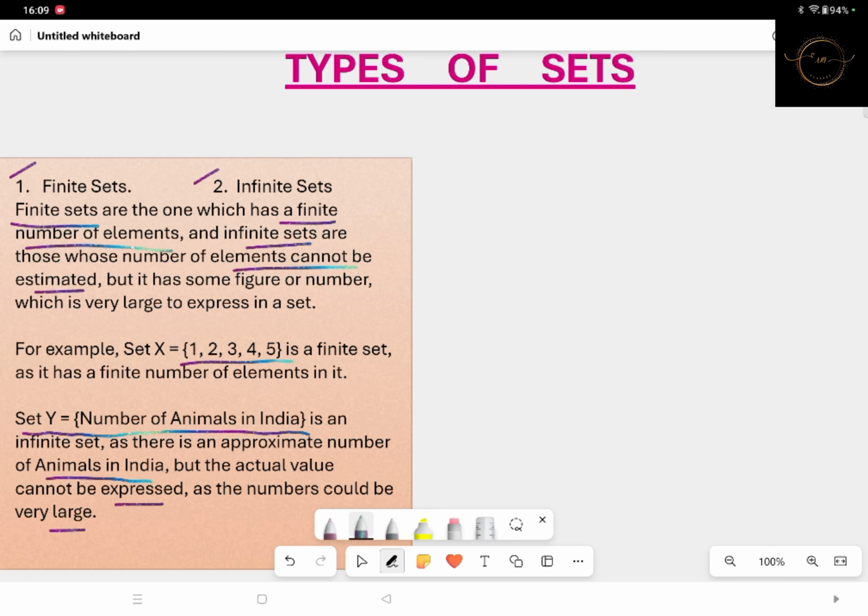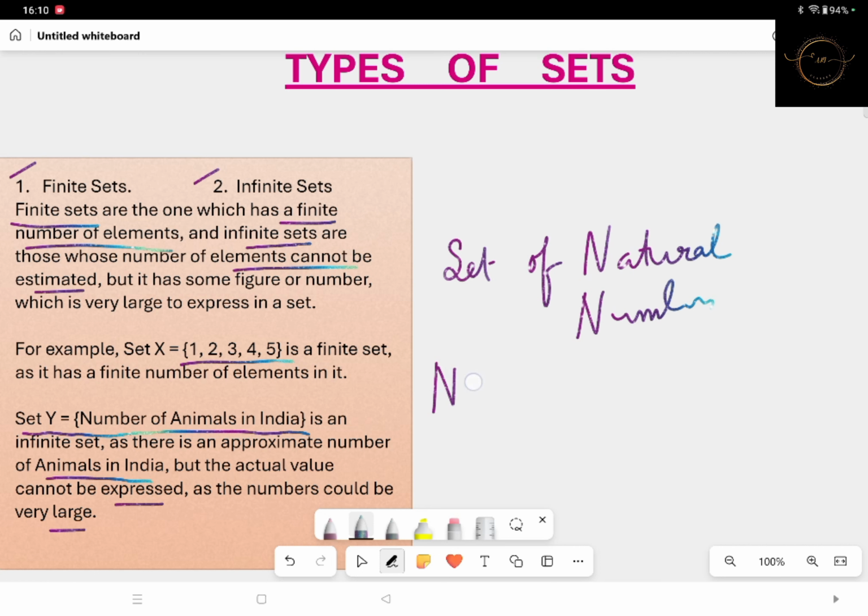Now you can give another example of an infinite set, like the set of natural numbers. You know natural numbers are represented as capital N, so it will be 1, 2, 3, 4, and so on. We are not aware of what is the last element of the set. Henceforth, because we don't know the end number of the set, it can be considered an infinite set.